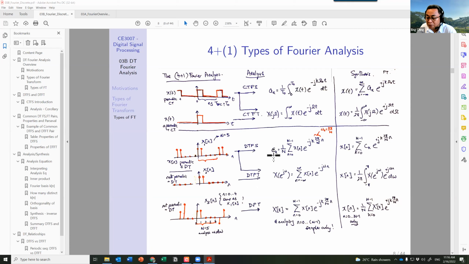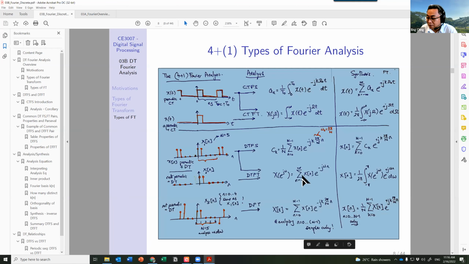Okay, so that is the relationship between DTFS, DTFT, and DFT. Okay, I think with that, we're done.